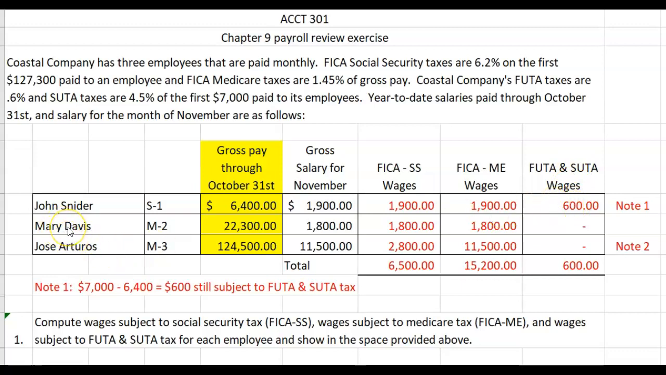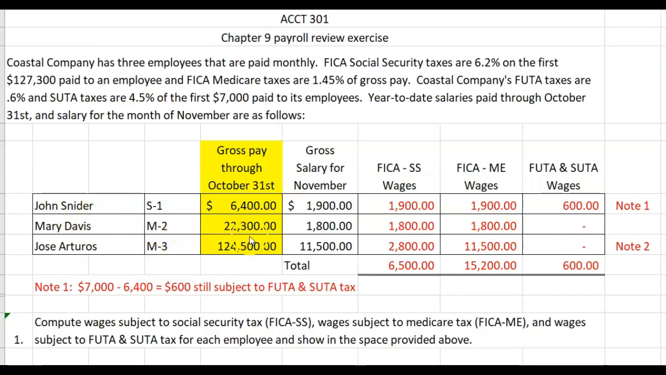Now let's take a look at Mary Davis. Again, for Mary, look at the gross wage already paid plus the November salary, not even close to the Social Security wage base. Therefore, all of Mary's $1,800 of salary paid to her in the month of November is subject to Social Security tax. And as I said before, there is no limit on the wages on which Medicare tax is paid, so the full $1,800 is subject to Medicare tax for Mary Davis.